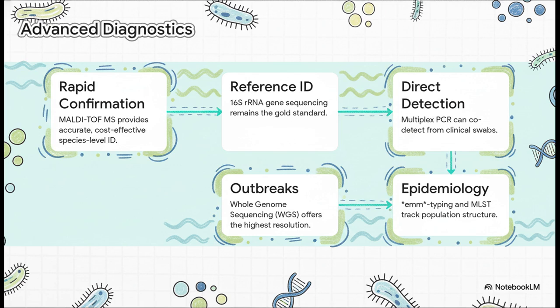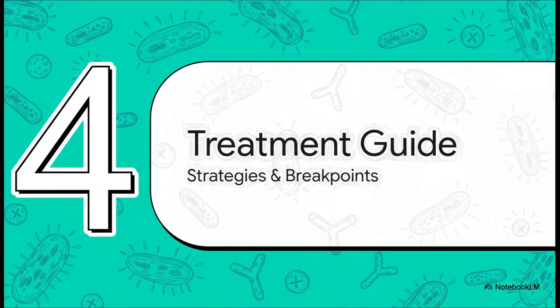If things get weird, 16S sequencing is still the gold standard. And when you get into public health and epidemiology, tools like M-typing and especially whole genome sequencing give us this incredible high-resolution view to track outbreaks and see how clones are spreading. Okay, so we found it, we've identified it correctly. Now, how do we guide the clinicians to treat it effectively?